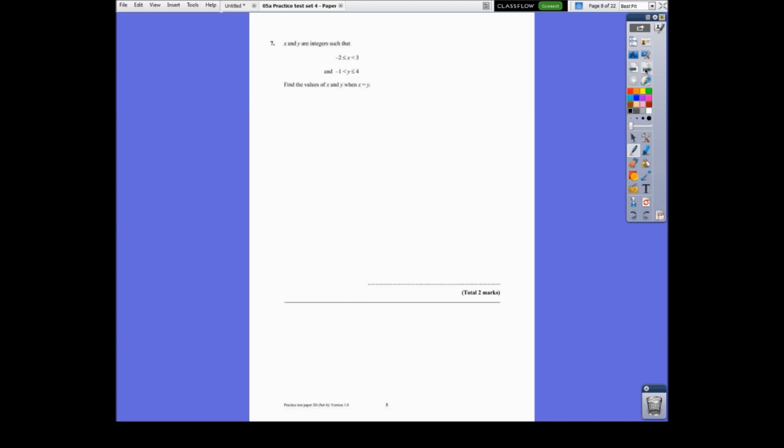Question 7. X and Y are integers such that -2 ≤ X < 3, and -1 < Y ≤ 4. Find the values of X and Y when X equals Y. Well, the first inequality means that X can be -2, -1, 0, 1, or 2. And the second inequality means that Y can be 0, 1, 2, 3, or 4. So when X is equal to Y, we are after the numbers where they can be the same. So 0, 1, or 2.